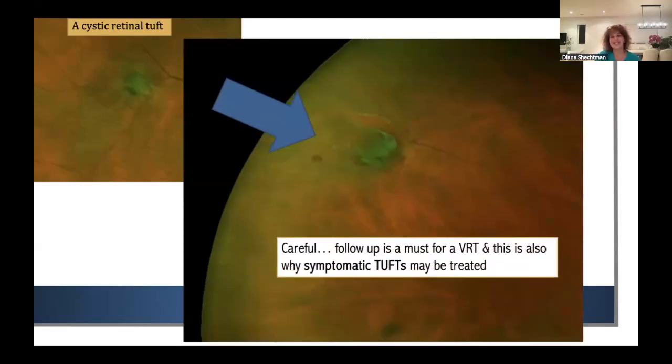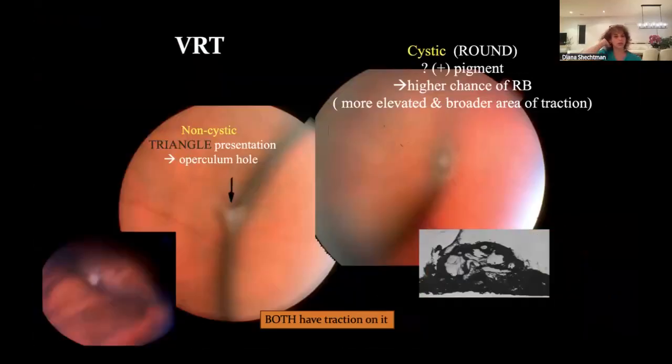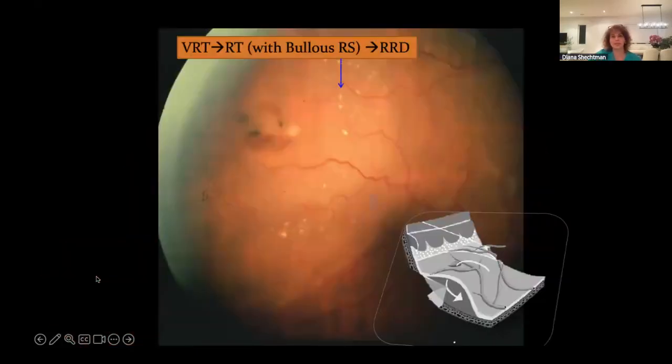So this is why symptomatic vitreoretinal tufts may be treated. Those that are not symptomatic, especially the rounded ones, should be followed a bit more carefully because they can lead to a flap tear, which can lead to a retinal detachment. As I pointed out, these are the cystic ones, more rounded, stronger, larger area of adhesion, so the pull's not going to be complete. The triangle ones, typically, if they pull, they'll pull completely into an operculated hole. Hopefully that makes a bit of sense.